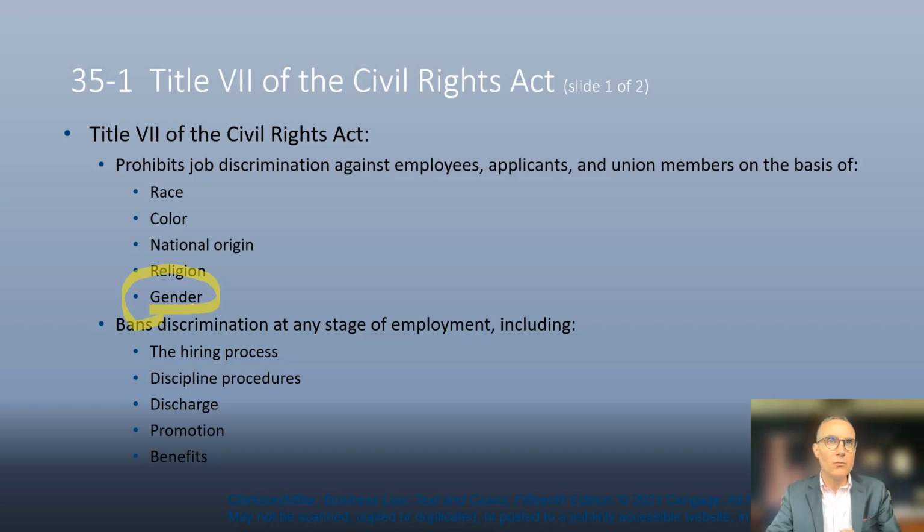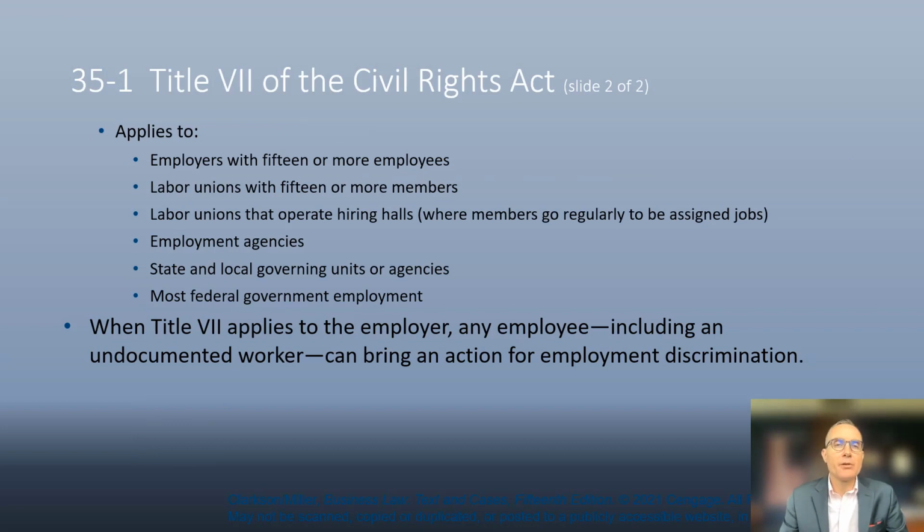Bostock basically said that you are discriminating on the basis of sex when you discriminate against someone because he or she is transgender. And so I'm going to use the word sex because Bostock. All right. So Title VII of the Civil Rights Act bans any kind of discrimination at any stage of employment as well. That's the hiring process, employee discipline procedures, someone being terminated or discharged, or even being promoted or not being promoted, and then benefits.